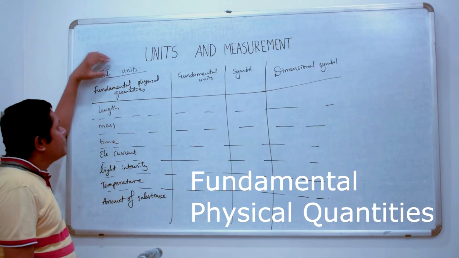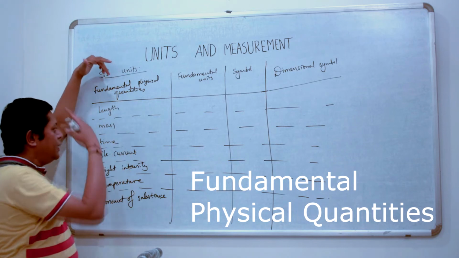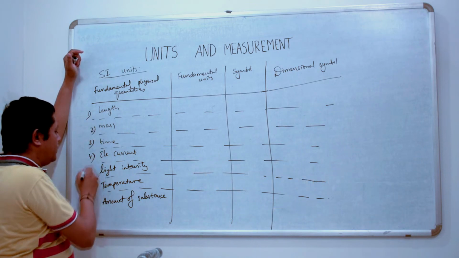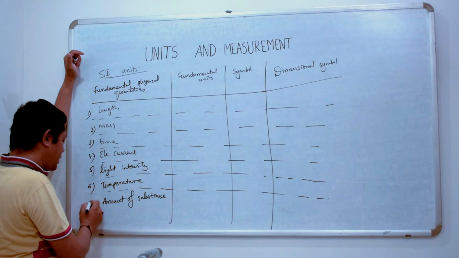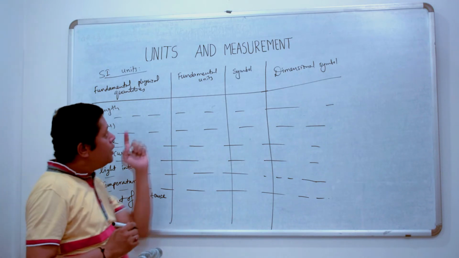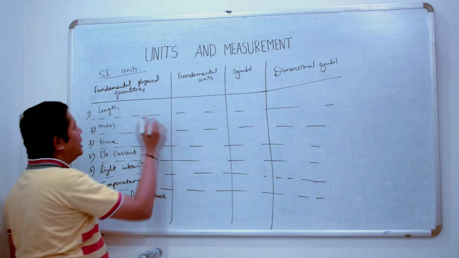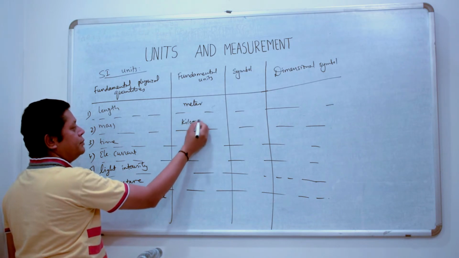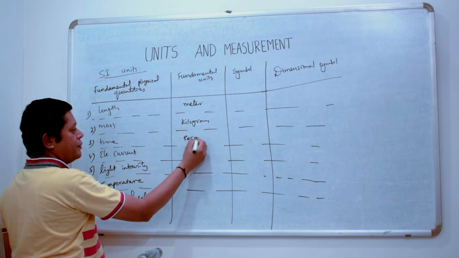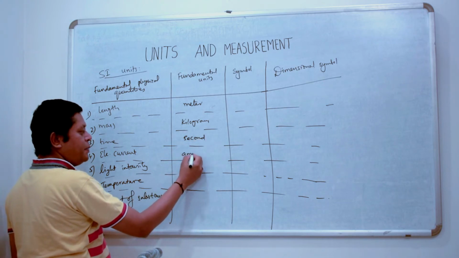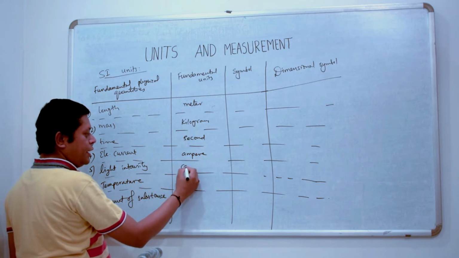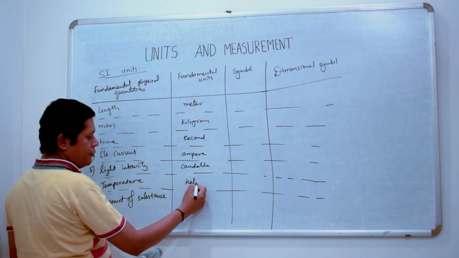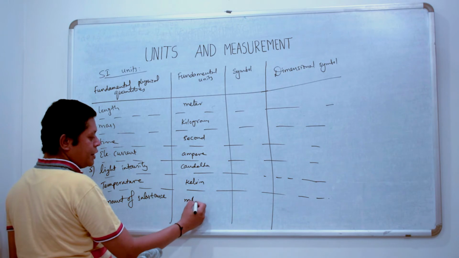So in SI units, the fundamental physical quantities are length, mass, time, electric current, light intensity, temperature, and amount of substance. The fundamental units for these physical quantities are: for length it is meter, for mass it is kilogram, for time it is second, for electric current it is ampere, for light intensity candela, for temperature it is Kelvin, and for amount of substance it is mole.